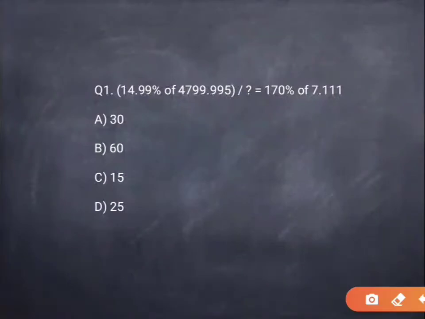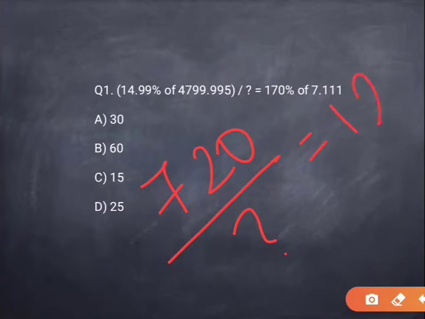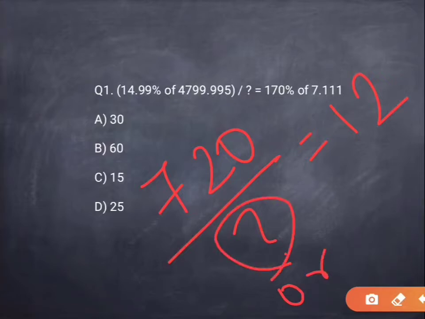So the question actually becomes 720 by what is equal to 12, or this is equal to 720 by 12 equal to 60. So we have the answer 60. Hope you got it. Let's go to the second question.